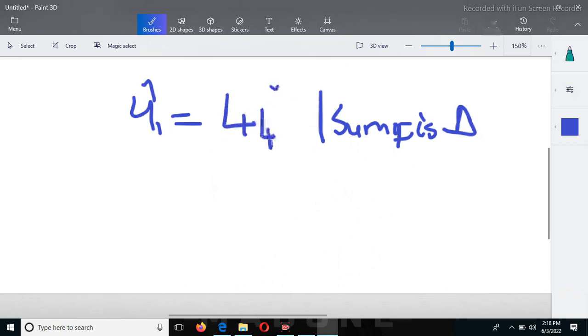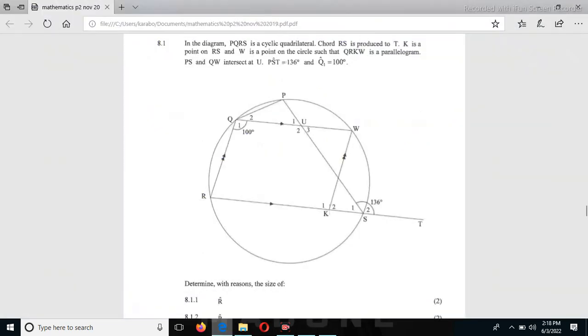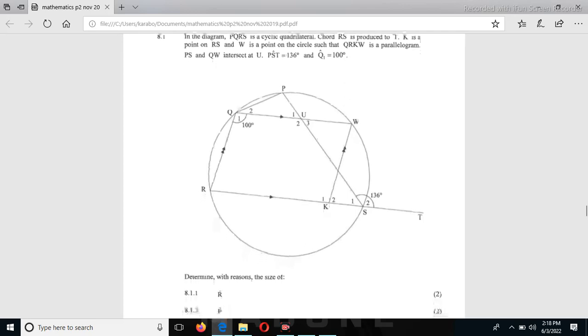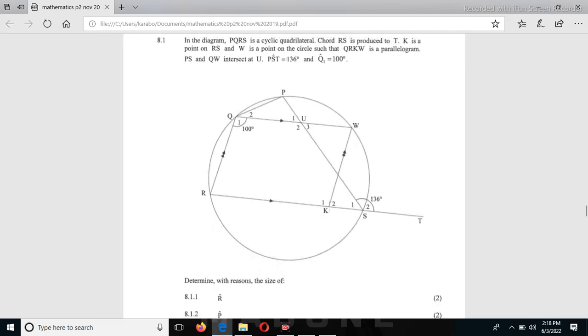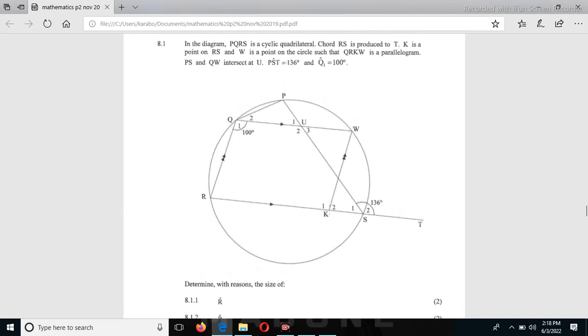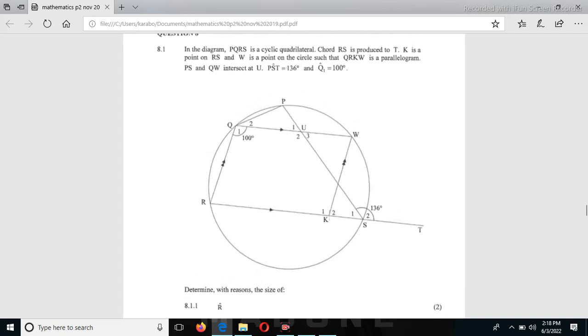Sum of angles in a triangle. Okay, I hope this makes sense. If you've been paying attention to the video, then you'll see what I just did. I took this triangle alone and found out that I have Q2, I have P, I'm only looking for U1. So to find U1, what can I do? I can easily use the sum of angles in a triangle to find U1. Perfect.